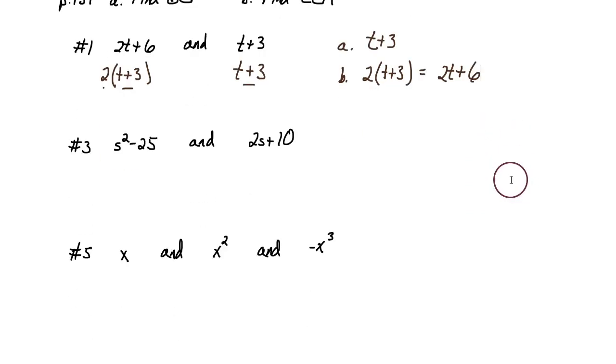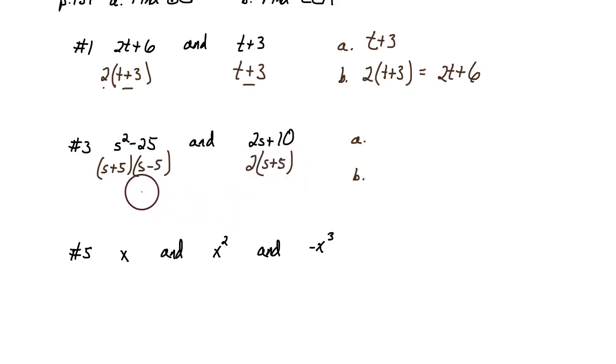For number 3, let's use that same technique to find question A, the greatest common factor, and then question B, the least common multiple. We want to have factored form, so we need to factor this difference of squares. S plus 5 times S minus 5. Over here, there's a greatest common factor of 2. 2 times S plus 5.